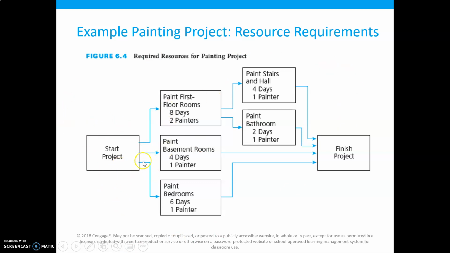So you start your project and the first floor rooms, the basement rooms, and the bedrooms can all be done simultaneously, as you can see. We cannot paint the stairs and hall or the bathroom until we have finished painting the first floor rooms, and then we finish the project.